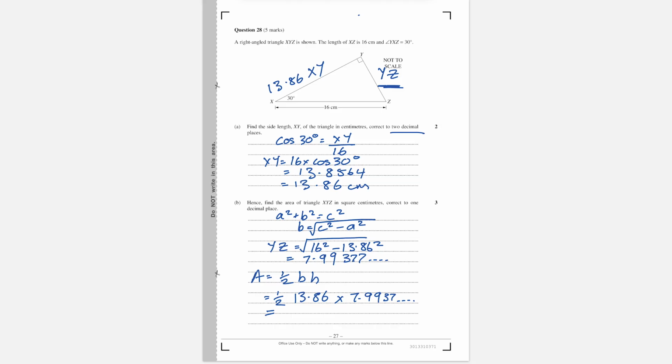Okay, so we just multiply all that together times 13.86, and we divide it by 2. And that gives us an area of 55.3968. And it wants it correct to 1 decimal place. So 55.4 centimeters squared.